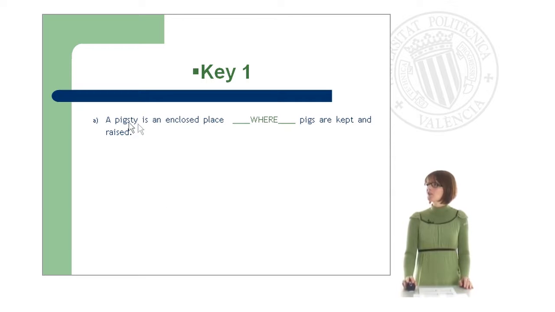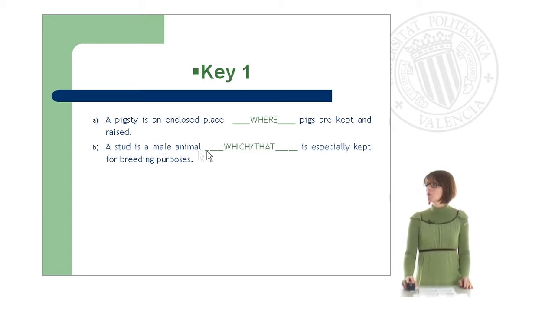Okay, A. A pigsty is an enclosed place where pigs are kept and raised. Remember that where refers to a place, so we use this adverb relative pronoun. Next sentence. A stud is a male animal which or that is especially kept for breeding purposes. In this case, which or that is a relative pronoun working as the subject of the verb is especially kept. So in this case, you cannot omit the relative pronoun.